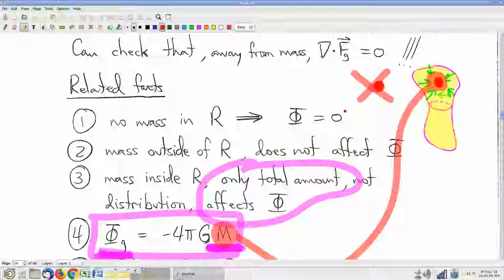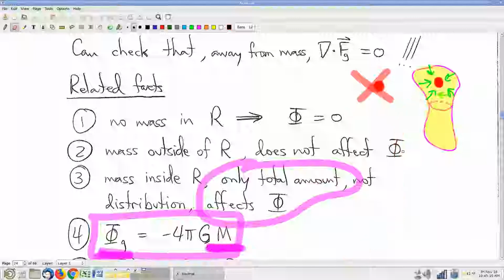By the way, why that's true, not at all obvious. There's work that goes into that. Yeah. So, should we be able to understand why the mass outside R doesn't affect it? It's just this picture that I drew.